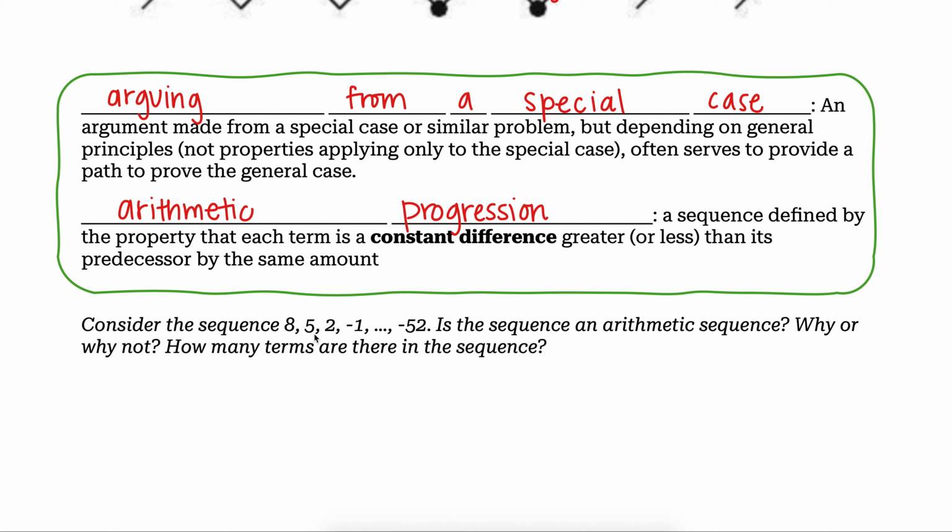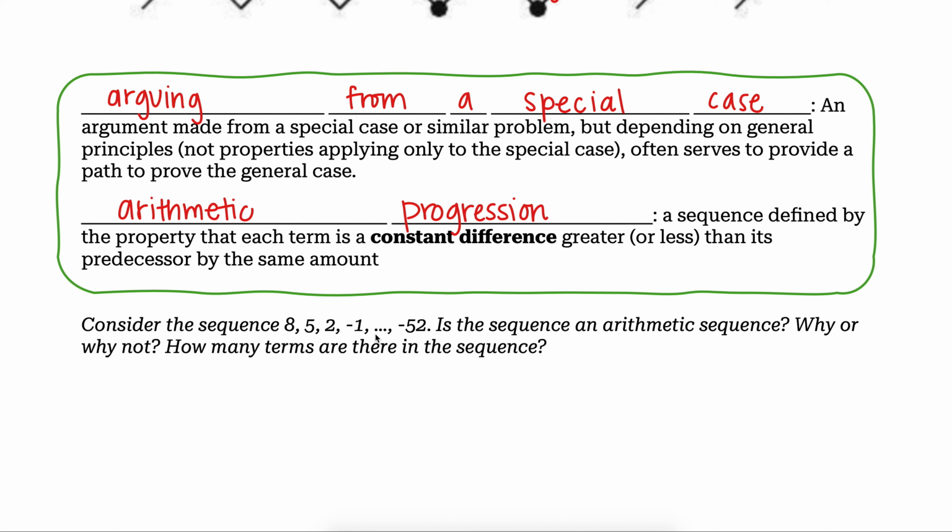So 8 to 5, you're subtracting 3. 5 minus 3 gives you 2. 2 minus 3 is -1. Even though it's not written, the next number would be a -4. -1 minus 3, -4. And you would continue.